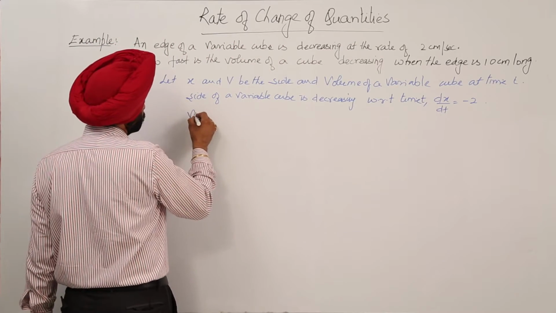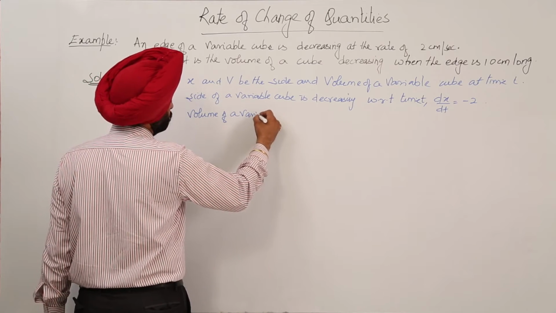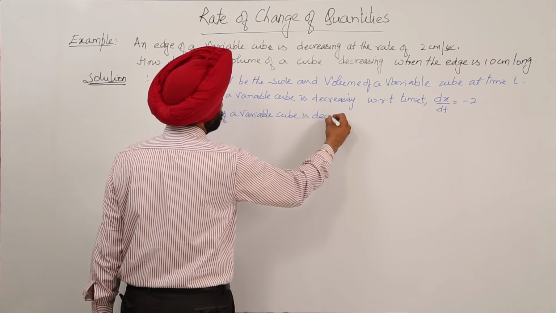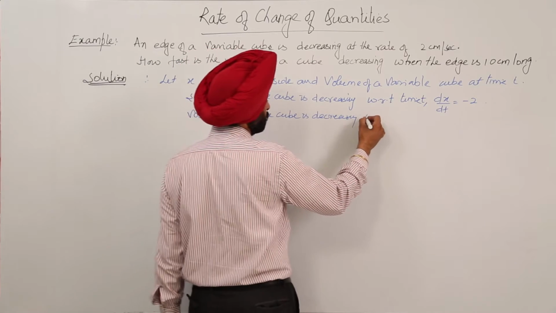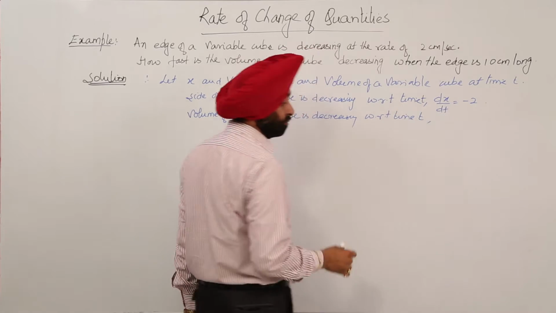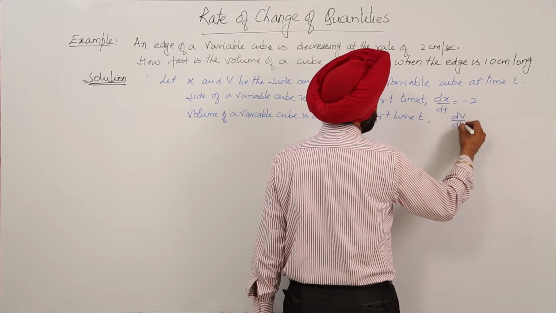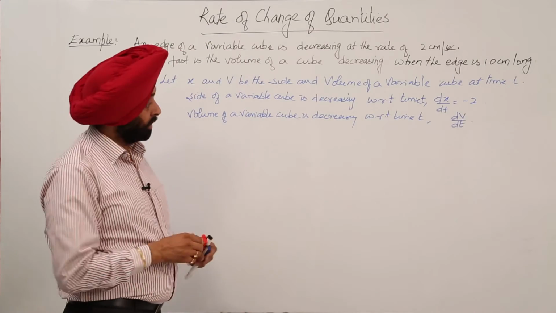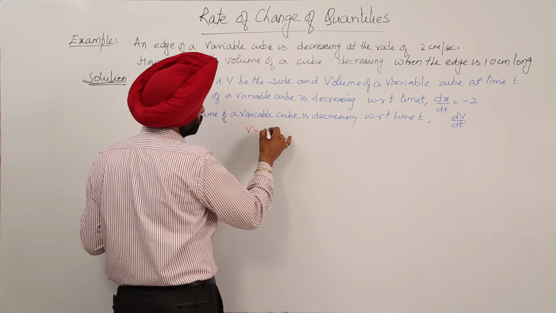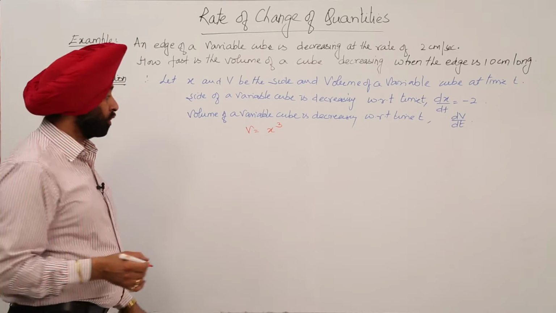Now, the volume of a variable cube is decreasing with respect to time t. And what we have to find now is dV by dt. We have to find dV by dt. Okay. So now we have V is equal to the volume of a cube, which is what? x cube. Okay, volume is x cube.